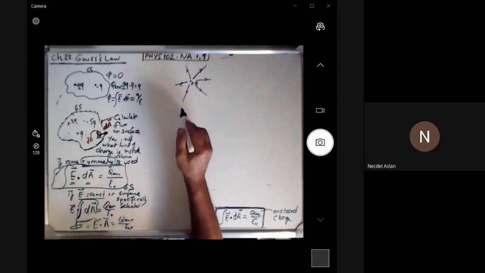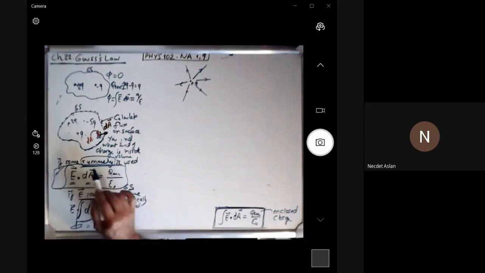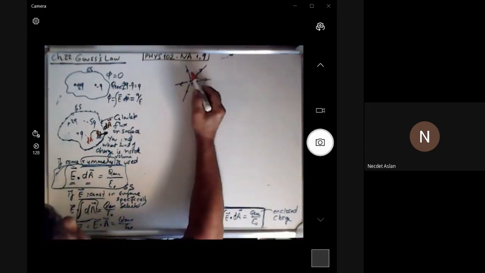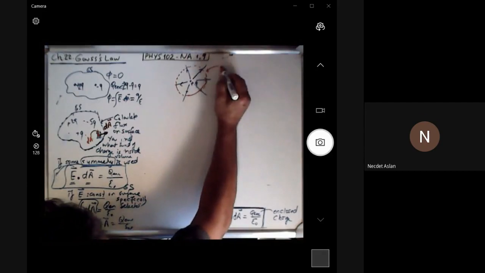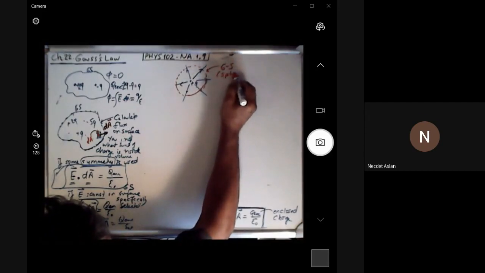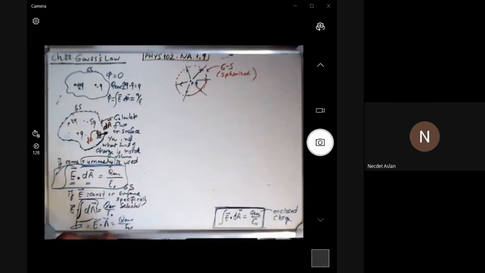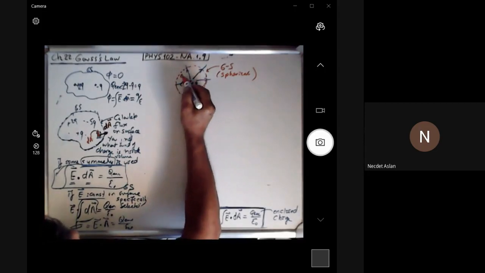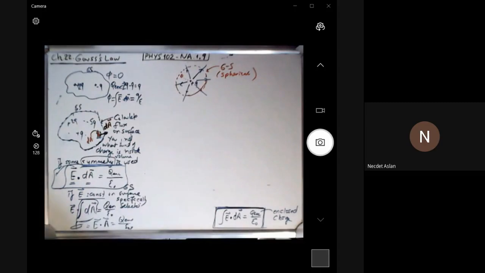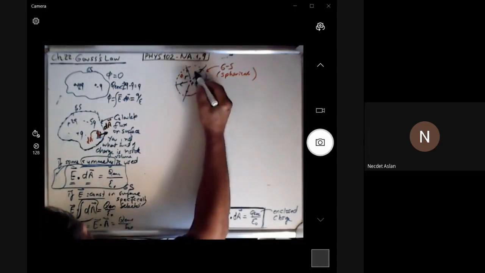Now we would like to choose a carefully selected Gaussian surface such that the electric field lines always have the same intensity. What kind of surface should it be? Of course, it should be a spherical surface, because when the radius is the same, this is called a Gaussian surface, which is spherical. And the importance is this: if you choose any point on the surface like that, the distance from the center to this point will be just r. The radius is always r.